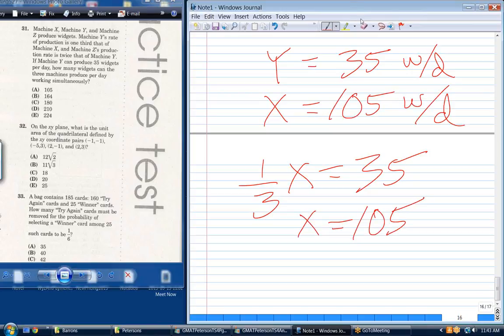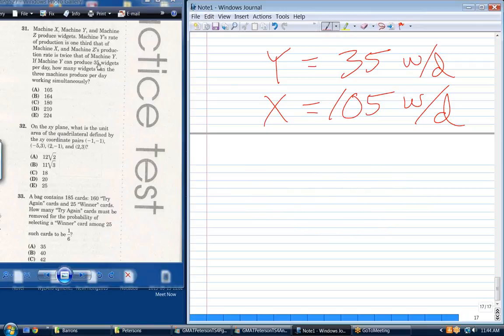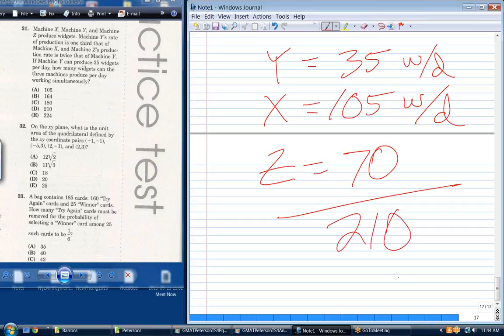Oh, because you just multiply both sides by 3. Right. Okay, so now what can Z do? If Z is twice Y, 70. Okay, now total them all up. 210. See, it really wasn't a work problem at all.